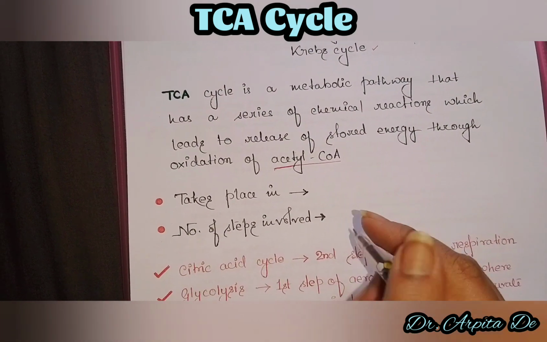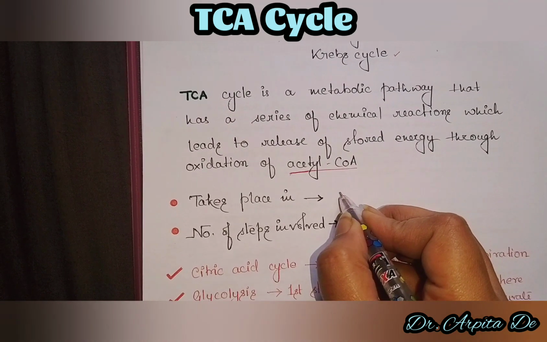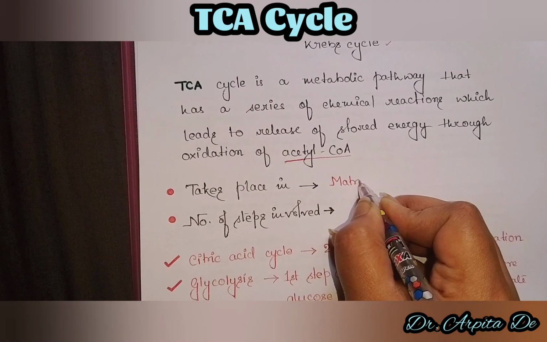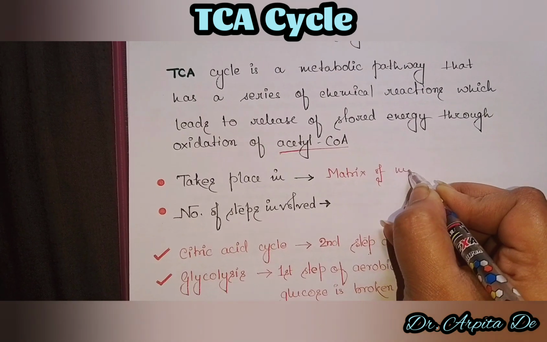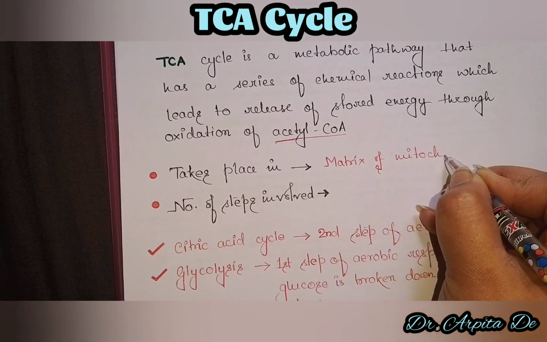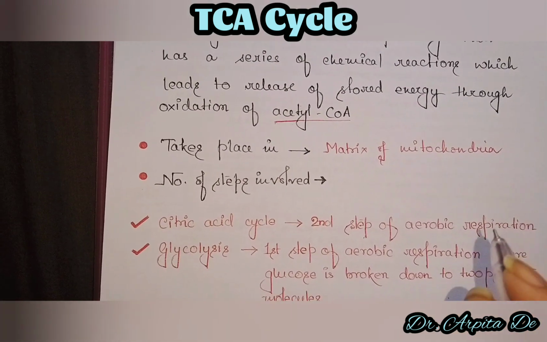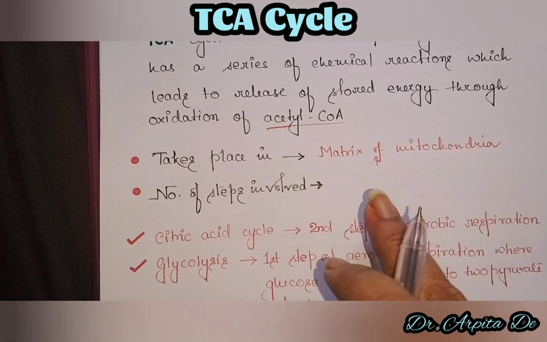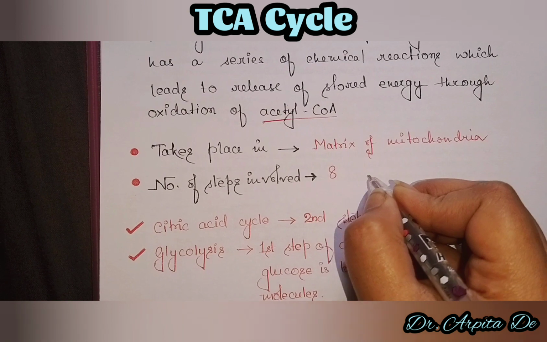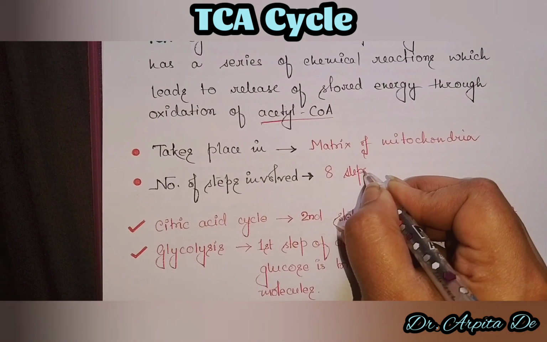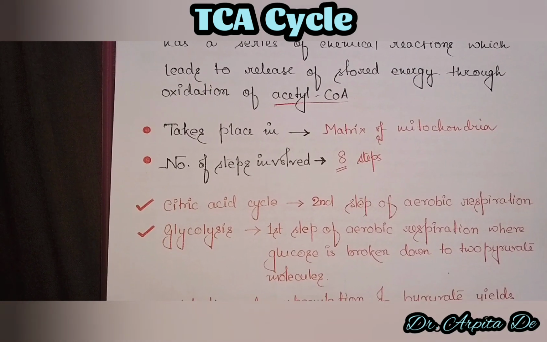Now you must also know where it is taking place. This takes place in the matrix of the mitochondria, and the number of steps involved is 8. Here we are going to discuss each of these 8 steps in detail, right?